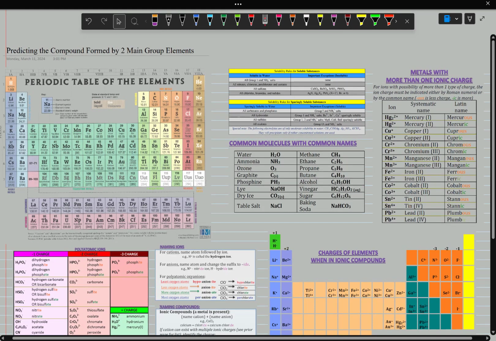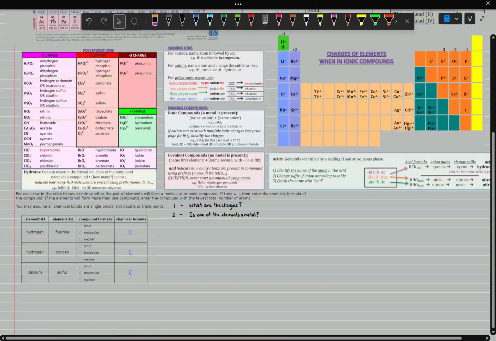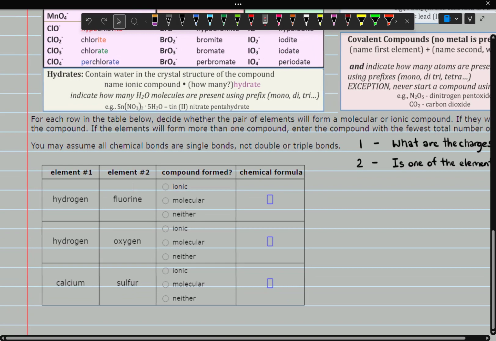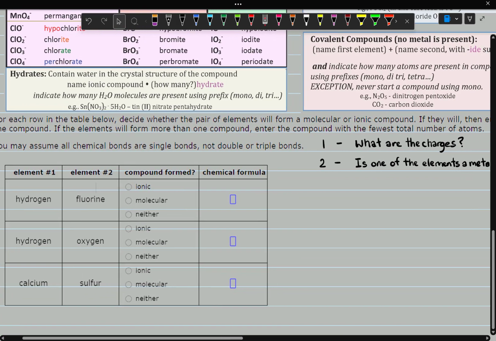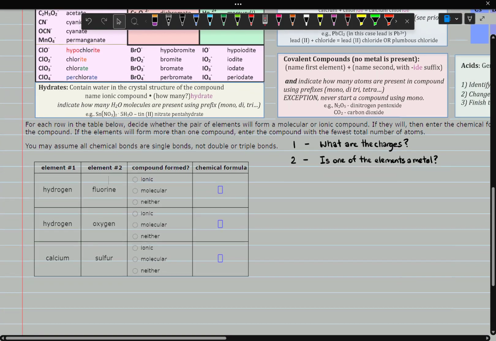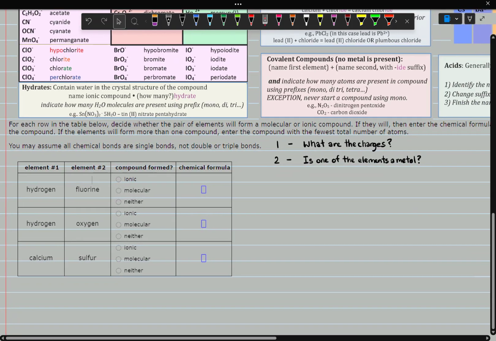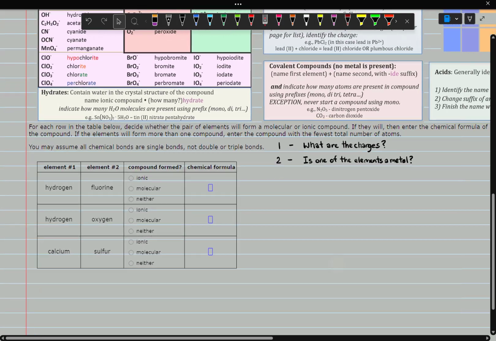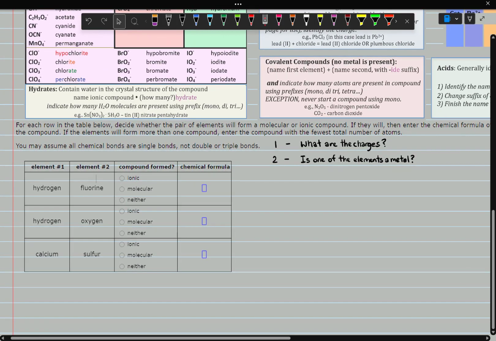In this one we are going to be predicting the compound formed by two main group elements. So in this problem it says to decide whether the pair of elements will form a molecular or ionic compound, if they'll form a compound at all, and then find the chemical formula for that compound.